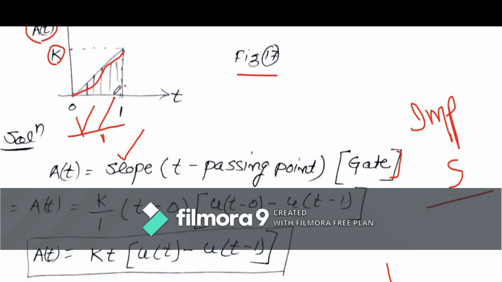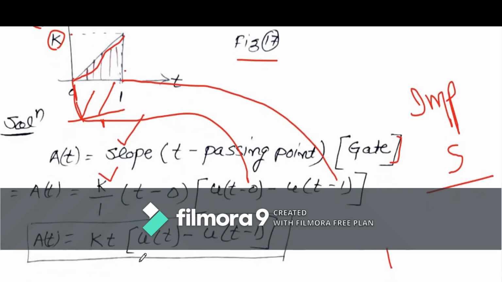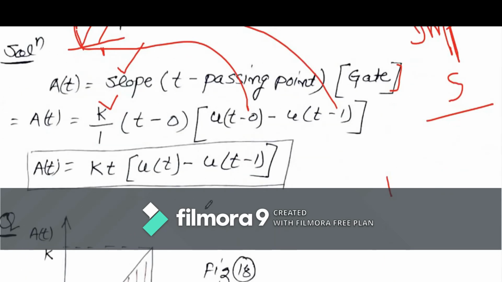Then t minus passing point, it is passing from 0. So t minus 0. U of t minus this point is starting point, t minus 0 minus u of t minus ending point, it is 1. So the expression will be k t u of t minus u of t minus 1. This is the expression for this waveform. Now the next question is figure number 18.